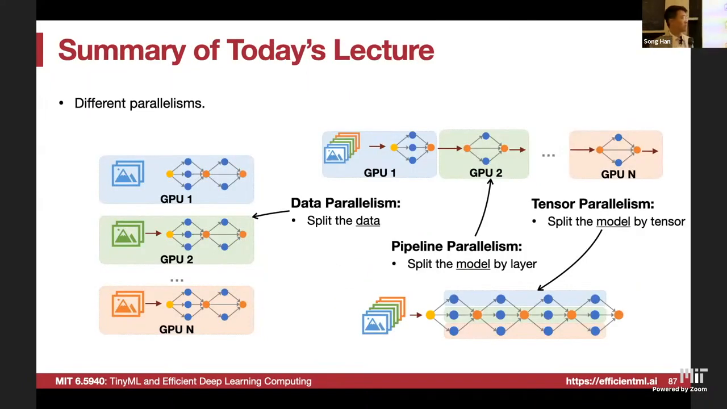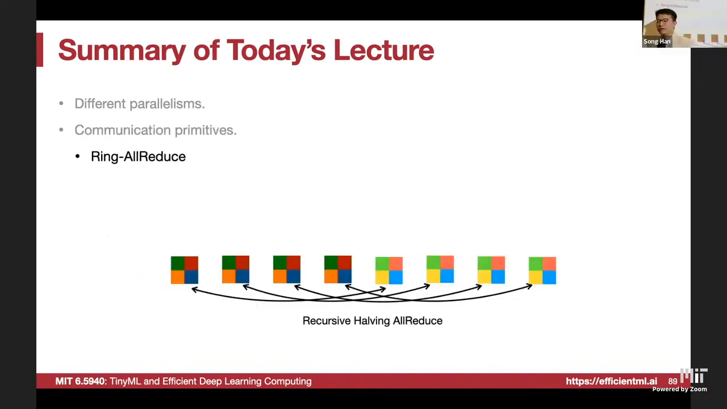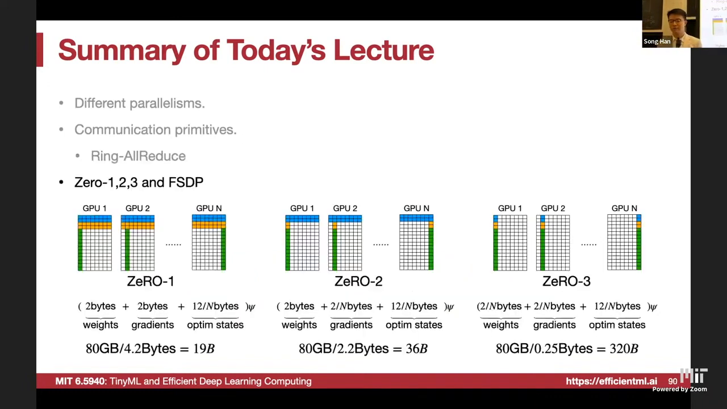Okay, so summary of today's lecture. We first talked about 3 different kinds of parallelism. Data parallelism, we split the data, same model, across different workers. Pipeline parallelism, we split the model in the layer dimension. And then tensor parallelism, we split the model by the tensors inside a tensor. We also talked about several communication primitives, including reduce, many to one, or all reduce, many to many, and a very efficient method using ring all reduce, and also recursive halving all reduce to reduce the communication bandwidth.